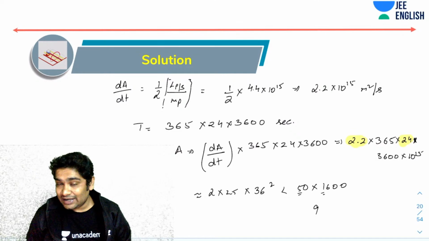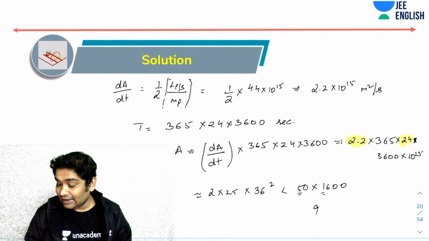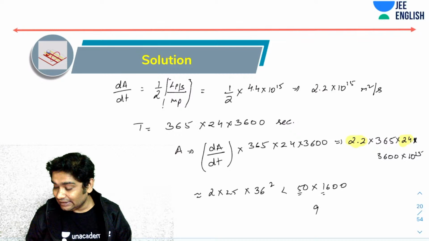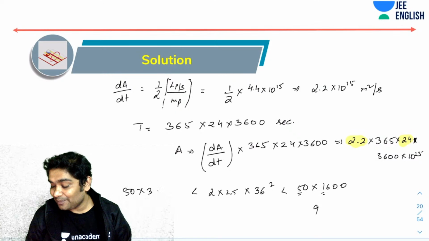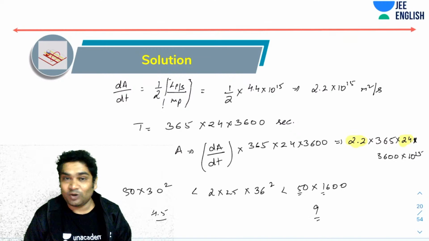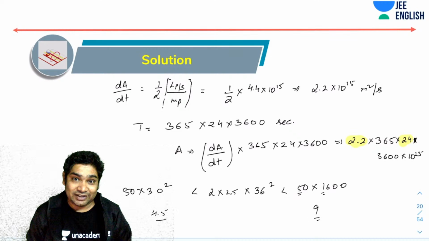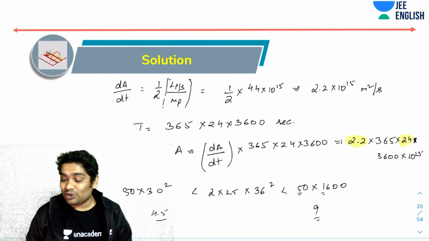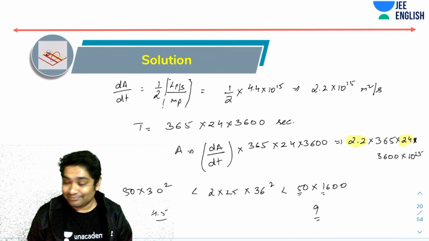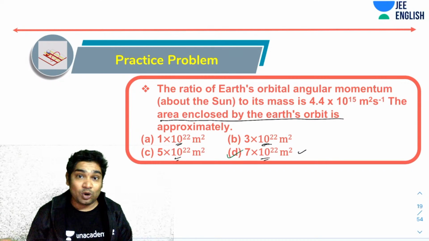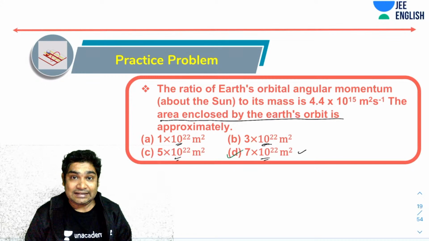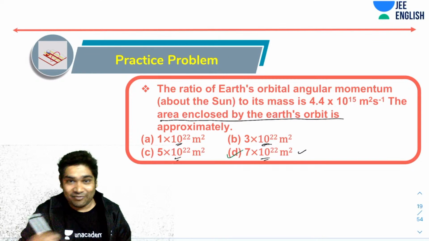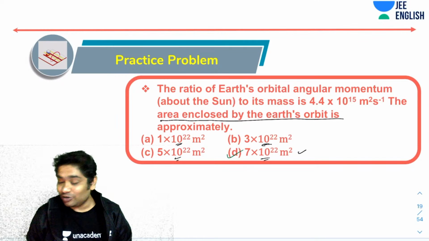So you realize, if I have to calculate this, it should lie somewhere between 50 into 30 square, which would be 4.5, and 9, some value between 4.5 and 9, which should be closer to 9, by the way, because it is 36 square. So the only value which is closer to 9 is this. Again, remember, if you have too long calculations, then use these small approximations. Try and find the approximate value, so that will save you time.